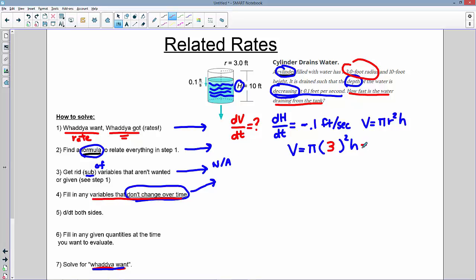And of course we can just simplify this. So this is going to be 9 pi h, 9 pi h. Okay? Step 5. Let's do step 5.